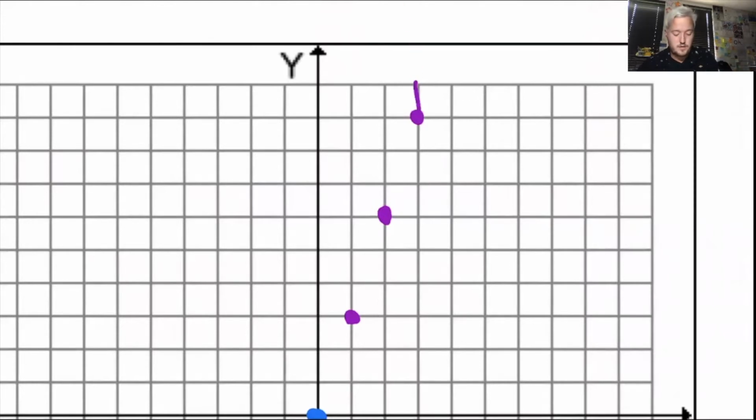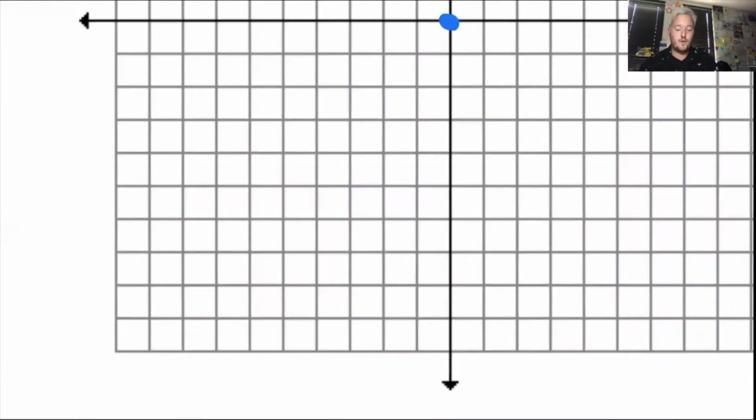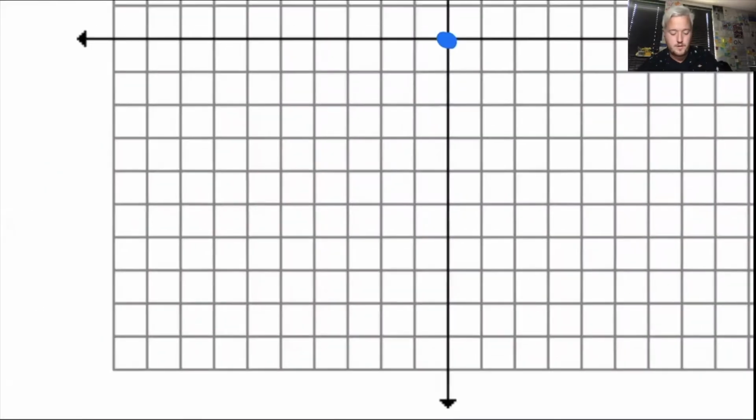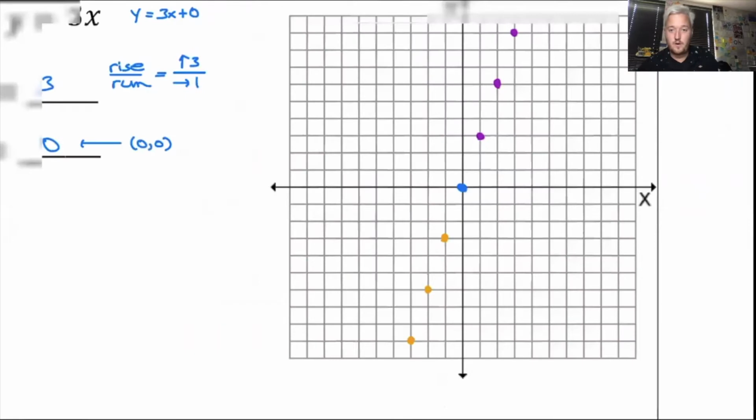So once again, now you want to look the other way. So if we're going up 3, right 1, now I want to go the other way. So now I want to go down 3, 1, 2, 3, and left 1, and put a point. So same idea. So 1, 2, 3, then over 1. So 1, 2, 3, over 1. All right, so now I can't go anymore. So that's how I know I got all the points on my graph.